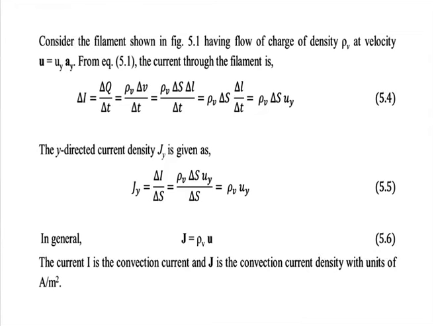and from this we can find the value of the current as del I is equal to del q by del t, which can be expanded to rho v del v upon del t, which can further be expanded to rho v del s into del l by del t, which is equal to rho v del s del l by del t, which finally equals rho v del s uy. The y directed current density is therefore given as Jy is equal to del I by del s, which finally comes out to be rho v into uy. In general, we can represent the current density as J is equal to rho v into u.